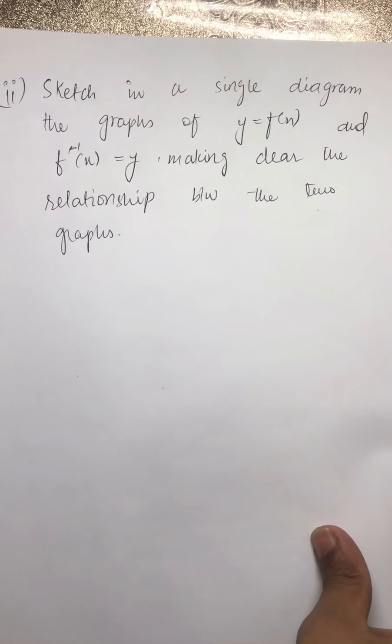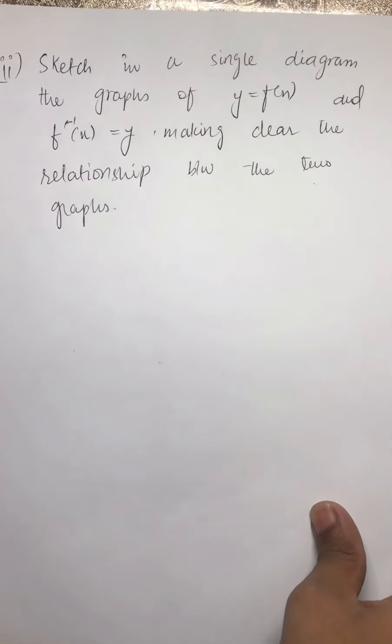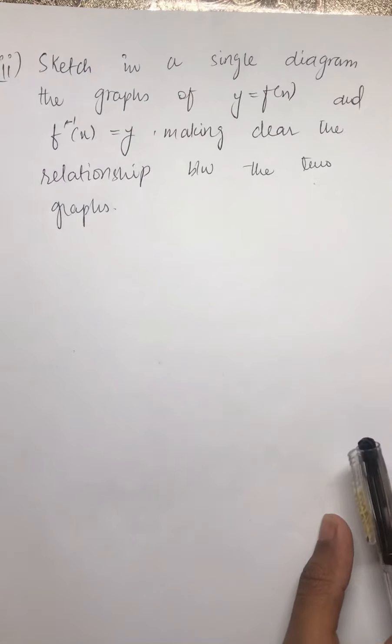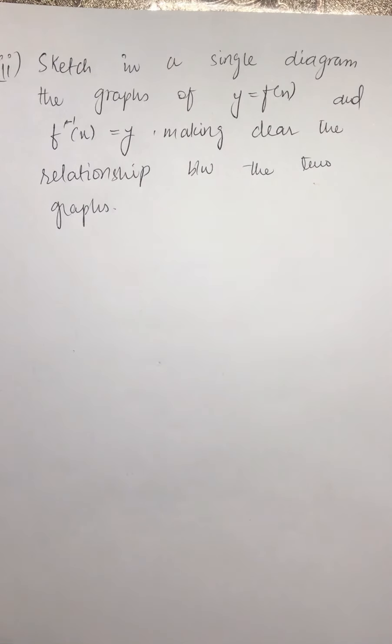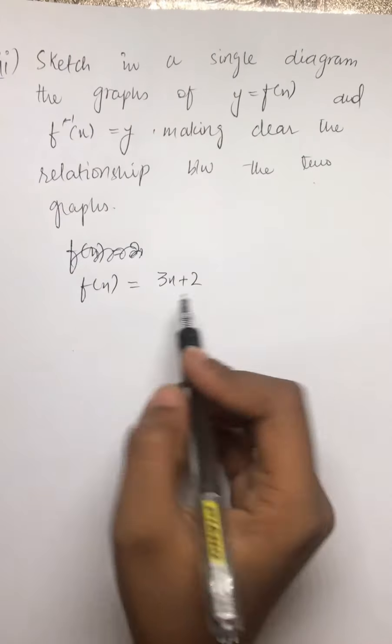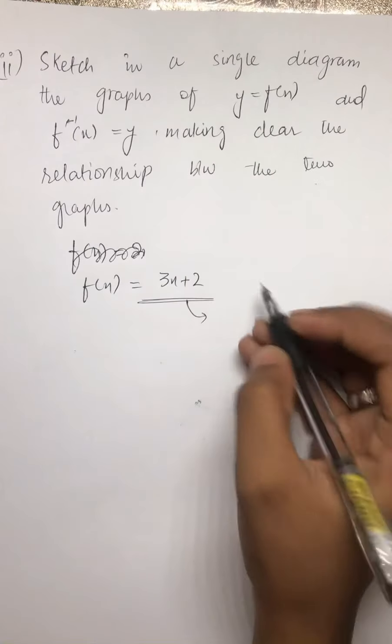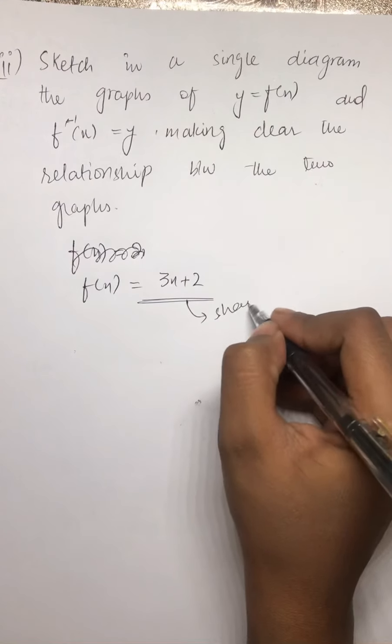Sorry, this is different. So for making a graph of f of x, we are going to take random values from 0 to 3. You can take 0 to 5, it's up to you. You can see that this is the graph of a straight line, right?